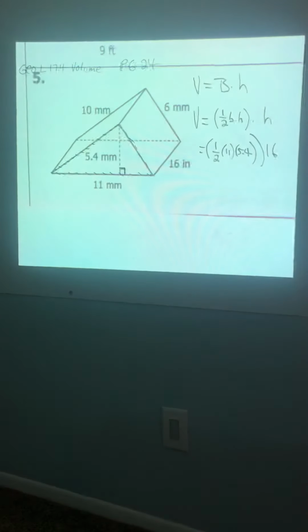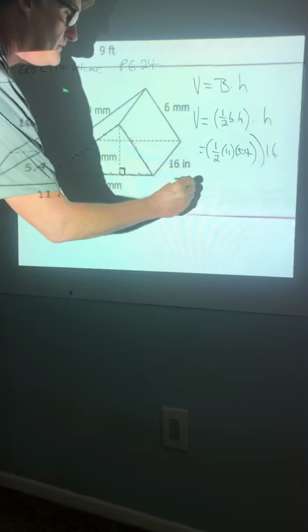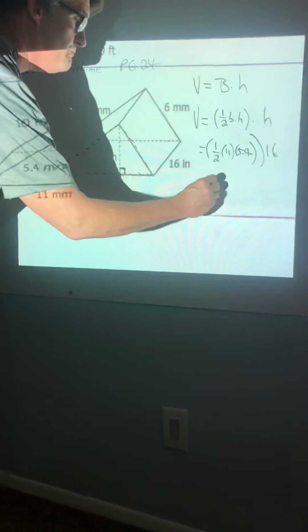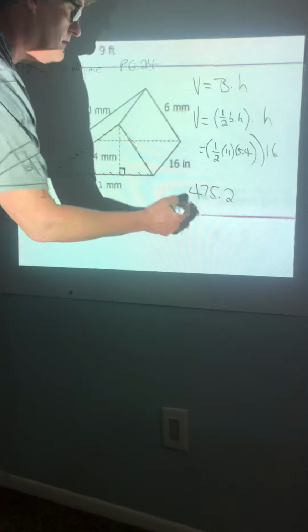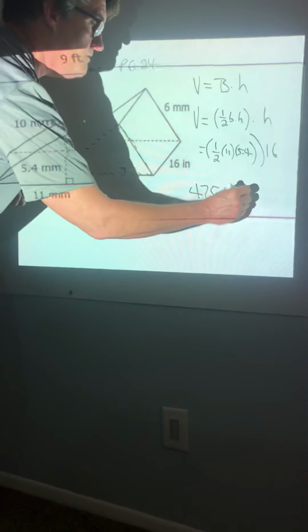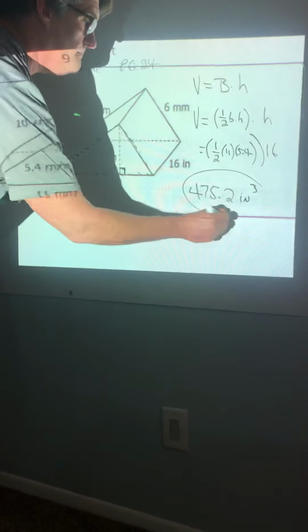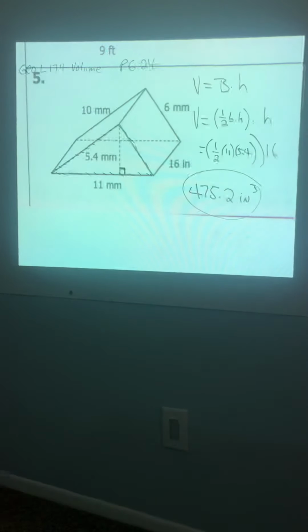All you gotta do, type these babies in. Sorry for all the extra parentheses there. Sometimes I get a little parentheses happy. So 0.5 times 11 times 5.4 times 16, and you get 475.2. All right, go back, inches. We were doing volume, so cubic. And that's how much you can fill into your triangular prism.